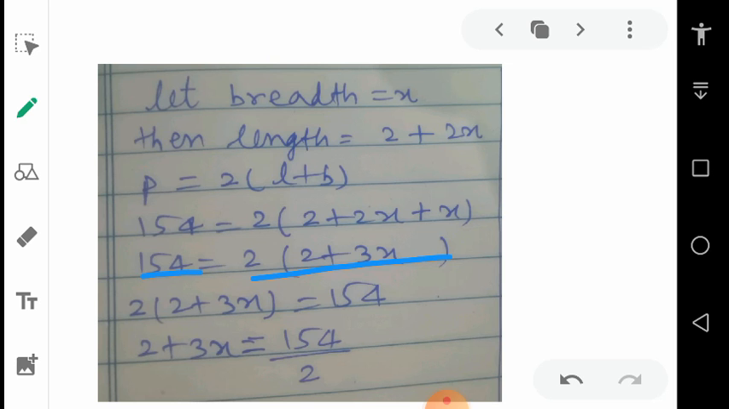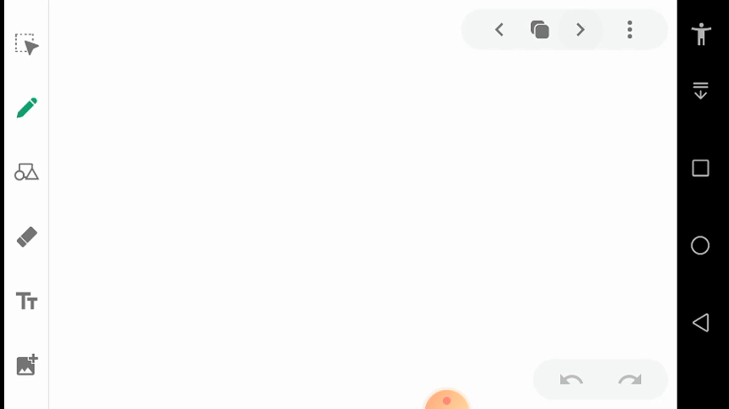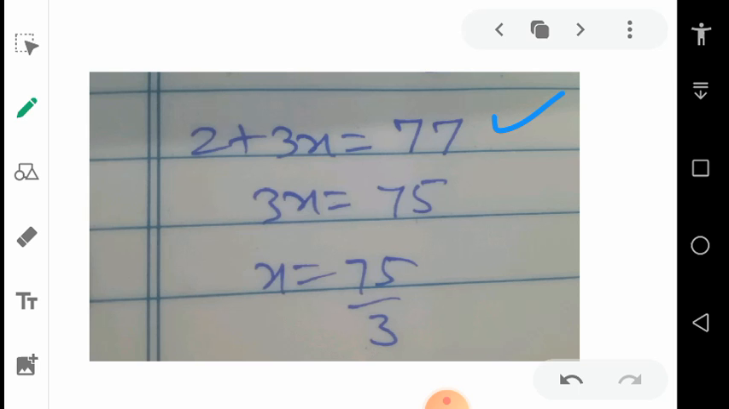Finally, we can exchange the sides, it doesn't matter because both sides are equal. We can write it for our convenience, because we want to find x, so x should be kept on the left side. 2 plus 3x is 154 upon 2, because multiplication is converted into division when you change the side. So 2 plus 3x equals 77. Why 77? This is 154 upon 2, it becomes 77. Now it's very simple. 3x is 75 as 2 is subtracted, then x is 75 upon 3, that becomes 25.